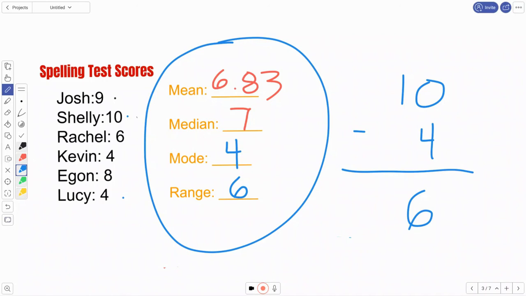Okay, so what you're going to do is you're going to do a few of these today. You're going to get some data sets, and you're going to calculate the mean, the median, the mode, and the range. If you need to remember what any of those are, look at your chart or come back and watch this video again and watch me work through different sections.